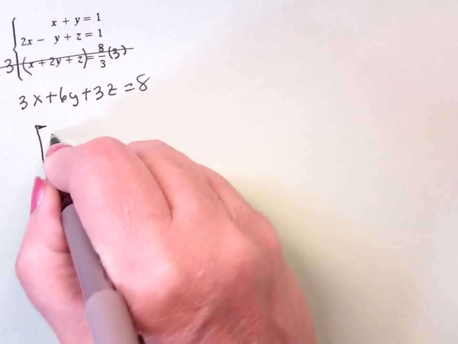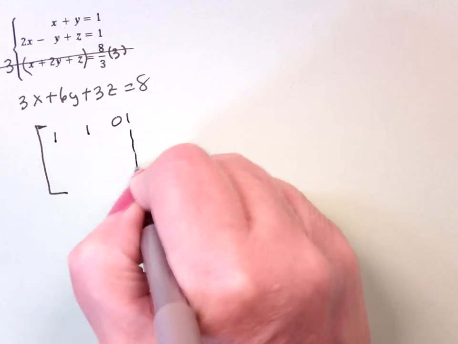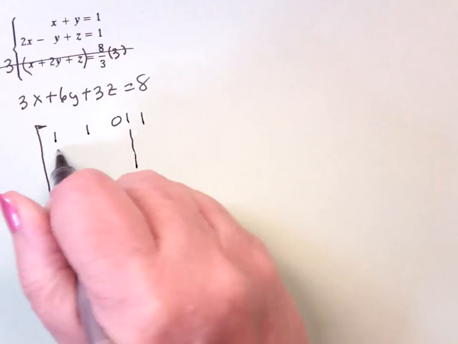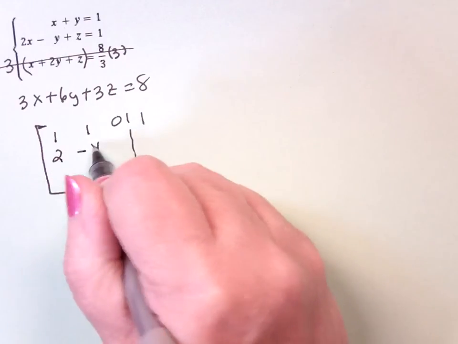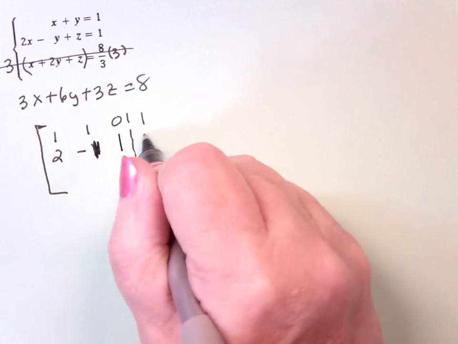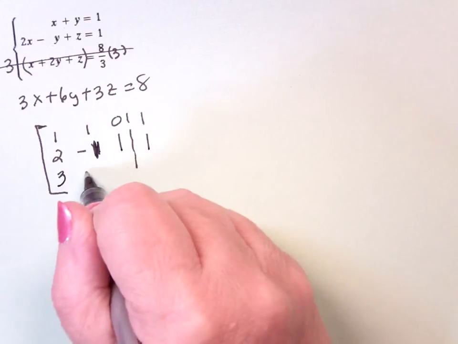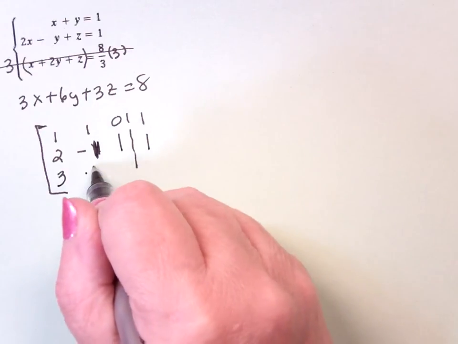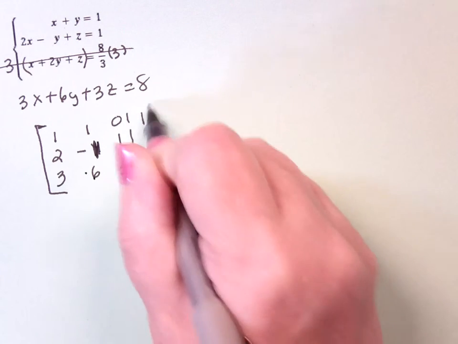Our augmented matrix: 1x, 1y, no z, equals 1. 2x minus 1y, plus 1z equals 1. 3x plus 6y plus 3z equals 8.